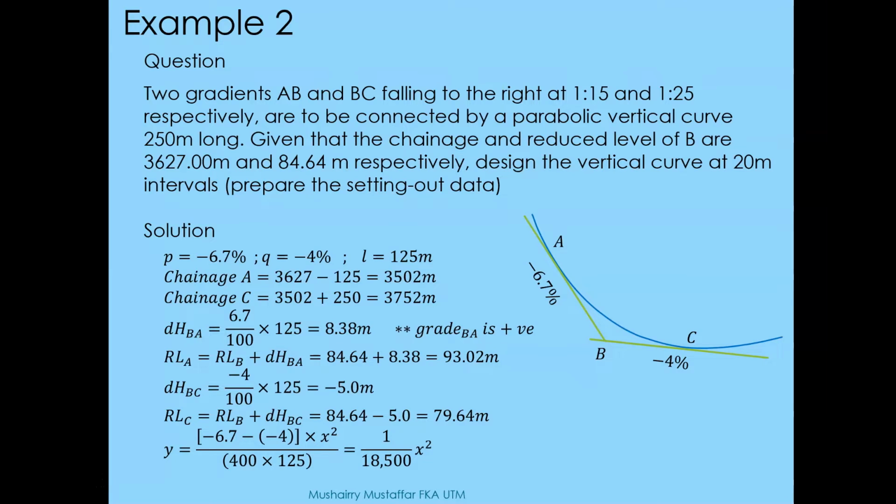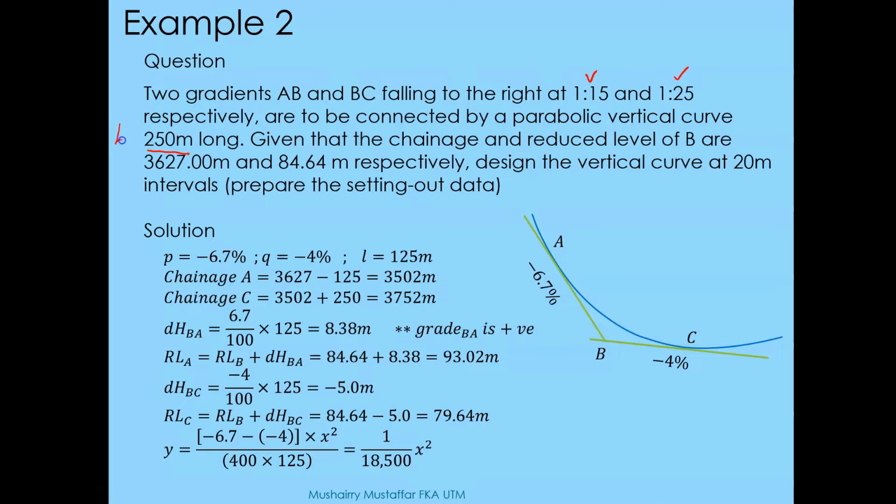Okay, let's look at another example, on calculation on the vertical curve. In this case, the question says two gradients A and B falling to the right, 1 in 15 and 1 in 25. You're given a ratio this time instead of percentages, and are to be connected by a parabolic vertical curve 250.